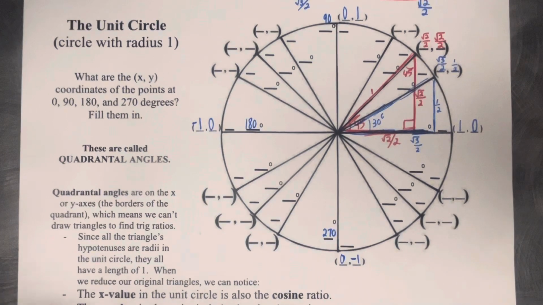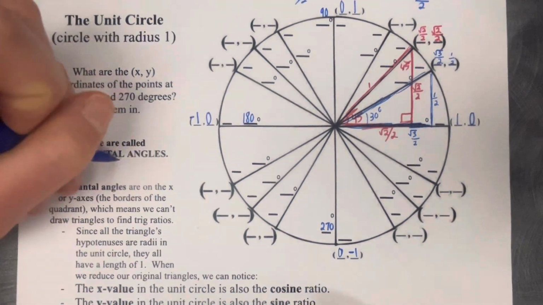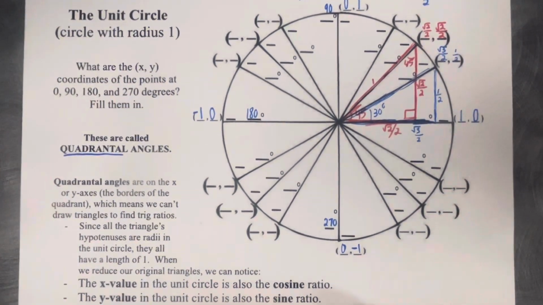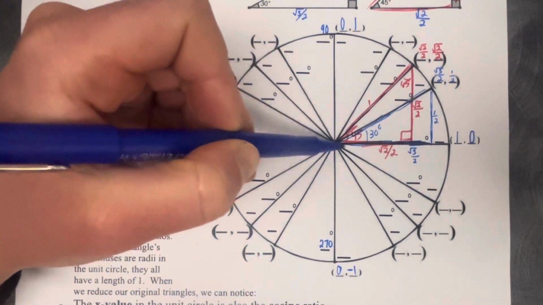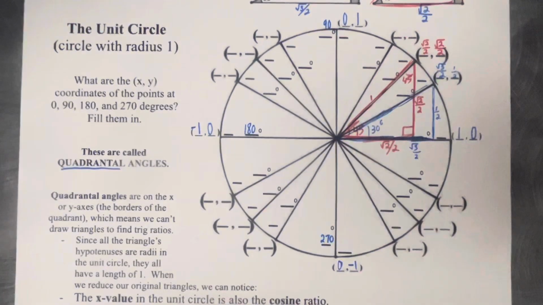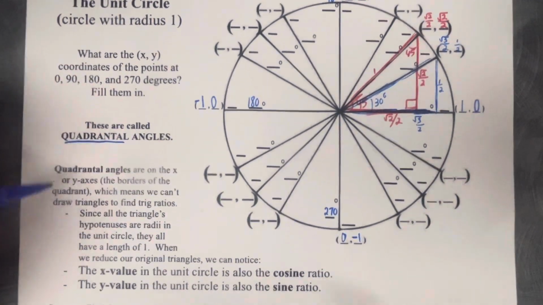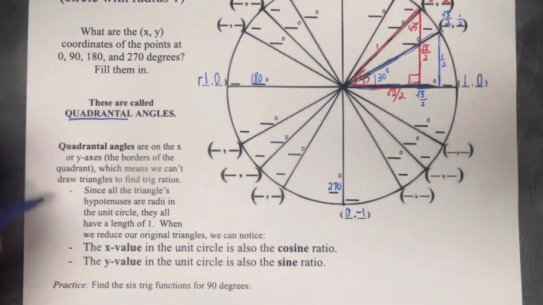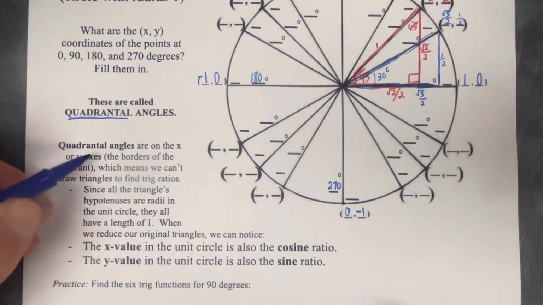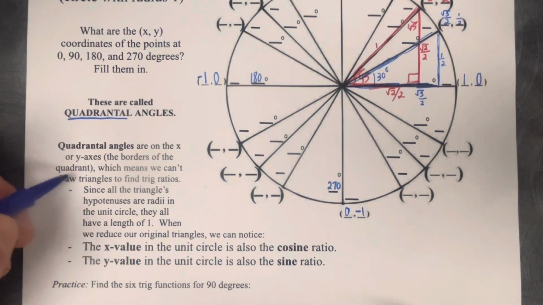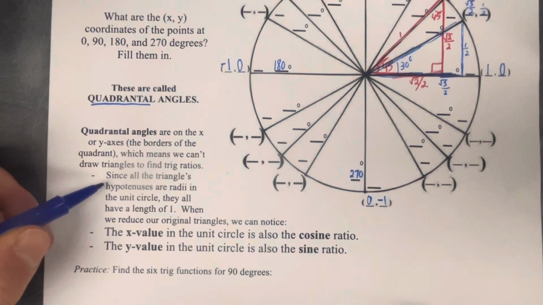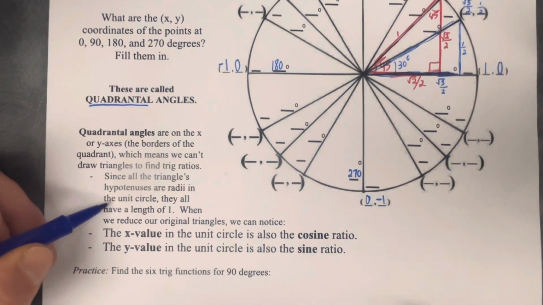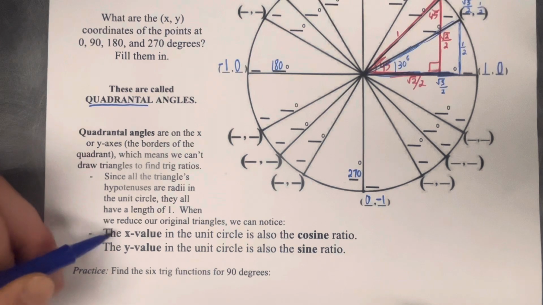Now, these are called the quadrantal angles. They're very special because we can't draw special right triangles, because we would get 90-degree angles or 0-degree angles made with the x-axis. So we have some special rules for these. Quadrantal angles are on the x or y axes, the borders of the quadrants, which means we can't draw triangles. Since all the triangles' hypotenuses are radii in the unit circle, they all have a length of 1.